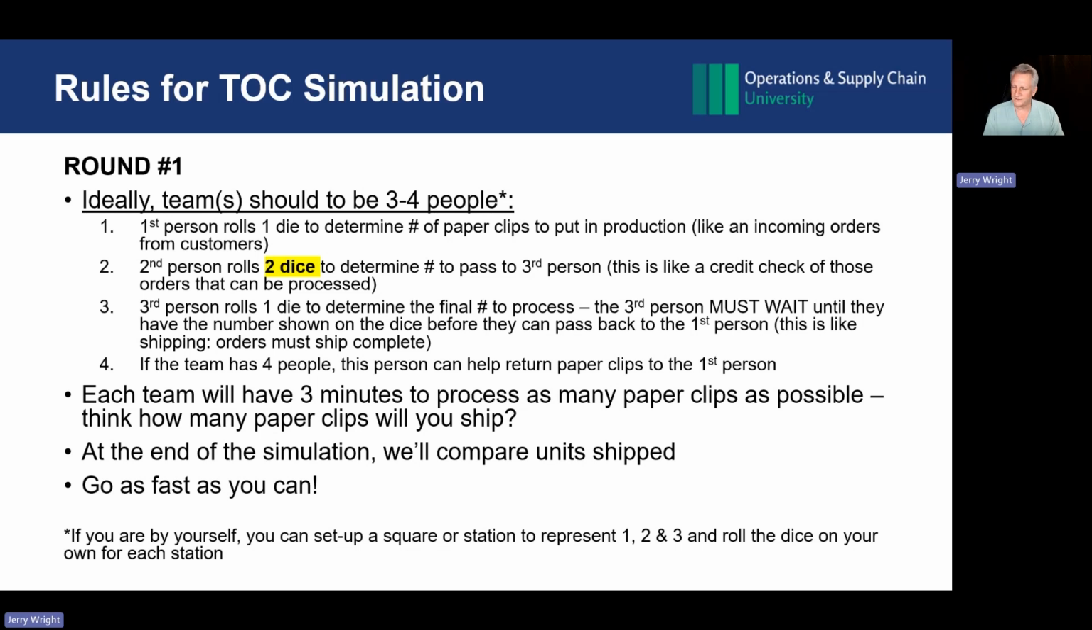The first person rolls, maybe they move 5 paper clips. The second person rolls the 2 dice and they get a 2 and a 3. They got 5. Well, now they have 5 plus 2, that's 7. They can move all those to the third person. Then the third person rolls their 1 die, and then moves those to the end. And that's how many you got through in that round. So the first round was 0. The second round, maybe it was 2 or 3. And you keep repeating this.